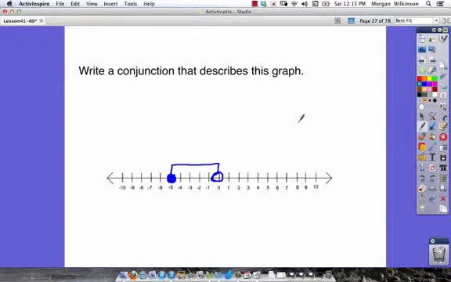Okay, let's write a conjunction that describes this graph. We can see that we've got -5 as our smallest value, and it could be less than -5 because we're going to the right, or it could be -5. So we're going to have -5 is less than or equal to, and we're going to call it x. And then x is going to be less than 0. Because we know x is to the left of 0, it's somewhere in this region. It does not include 0 because 0 is an open circle, so it's just less than. And we've got our conjunction that describes this graph.